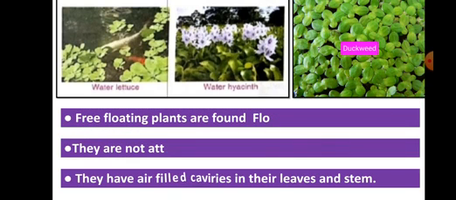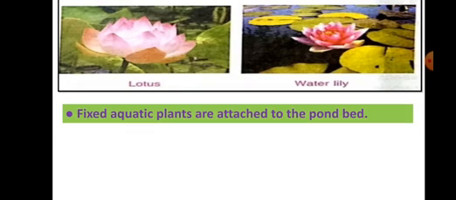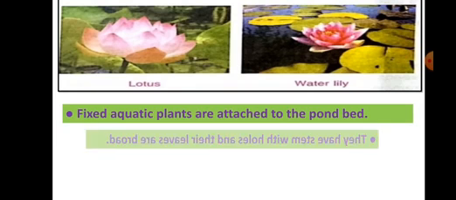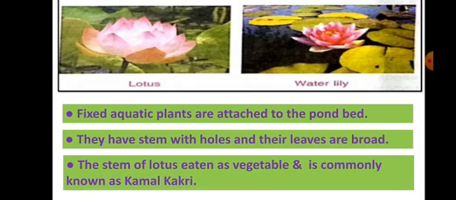Now next, fixed floating aquatic plants. Examples: lotus and water lily. Features: fixed aquatic plants are attached to the pond bed; they stay fixed in the lower part. Then they have stems with holes and their leaves are broad. And third, the stem of lotus is eaten as a vegetable and is commonly known as Kamal Kakri. Kamal Kakri means stem of lotus, and it is eaten as a vegetable.